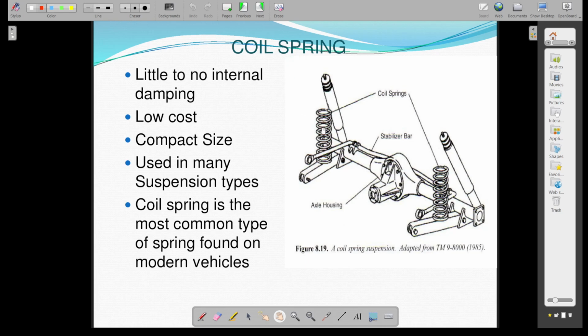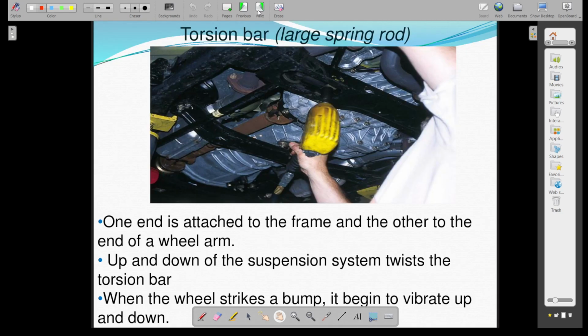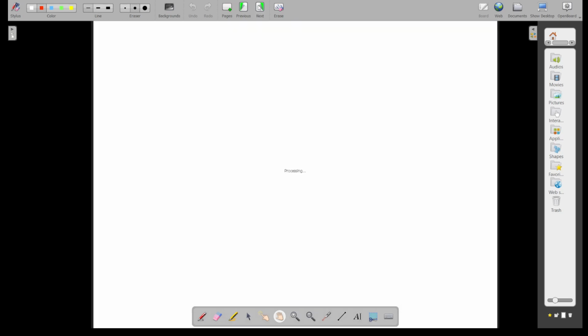So you have got coil springs. So generally you have got coil springs. I already told that with the coil springs we are using the shock absorbers also. So torsion bar. So one end attached to the wheel frame, other to the end of the wheel arm. So it moves up and down, the torsion bar gets twisted, again comes back.